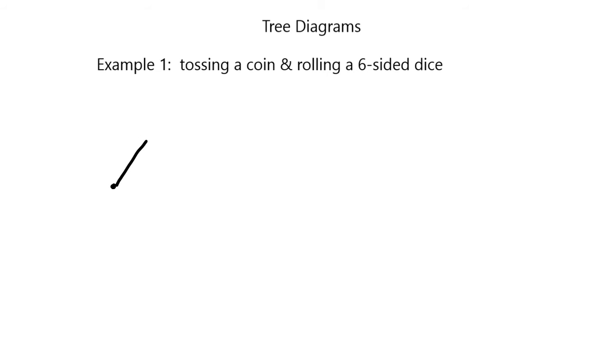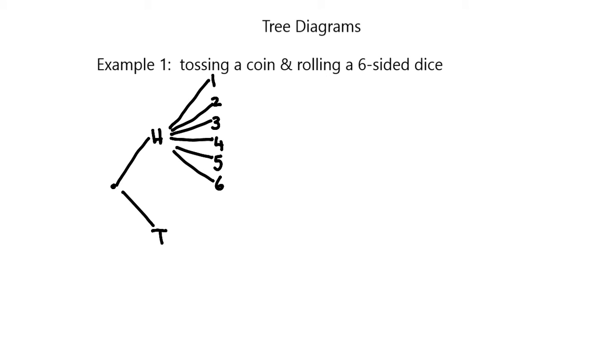So let's say on the coin we could have got a head or we could get a tail. So they're our first branches. If we got a head, what could we get on the dice? Well, we could get a 1, a 2, a 3, a 4, a 5, or a 6. If we got a tail with the coin, we could still, with the dice, get a 1, a 2, a 3, a 4, a 5, or a 6. So there we have all of our different outcomes listed.